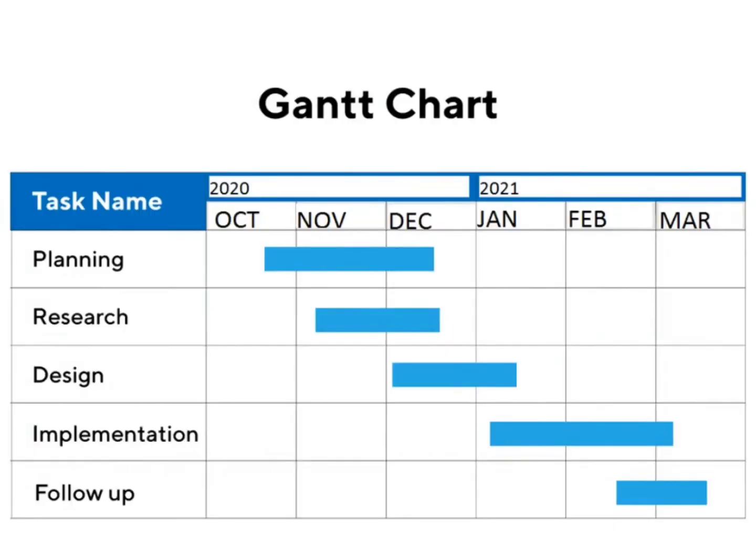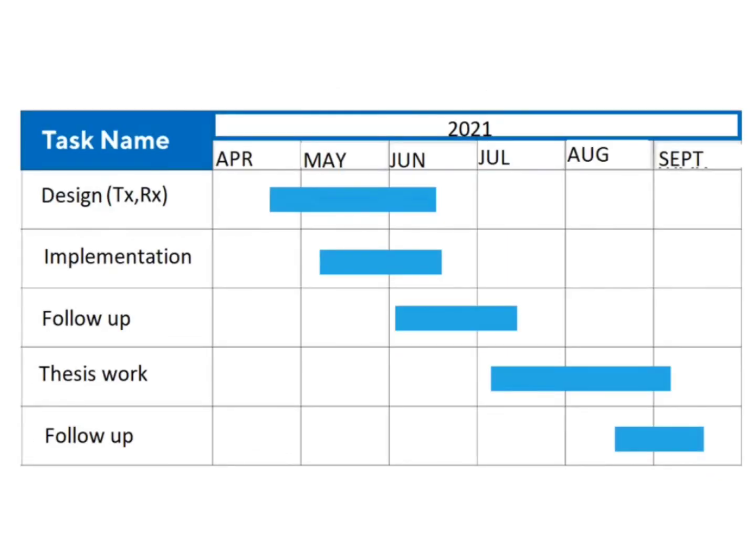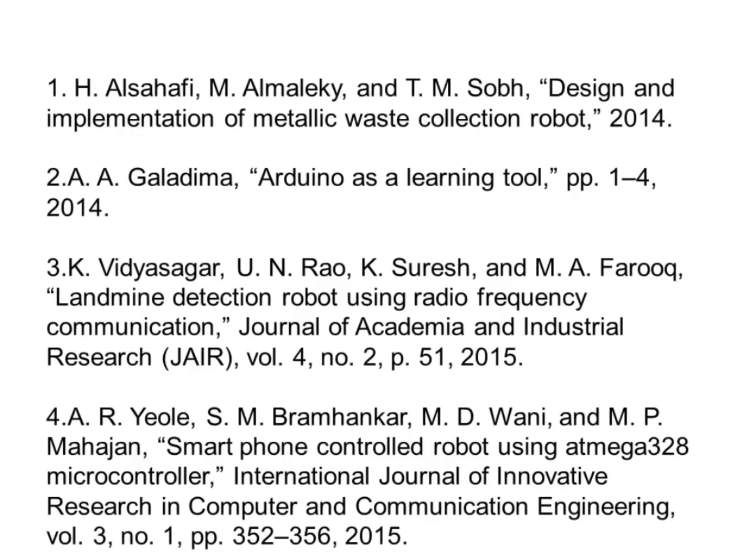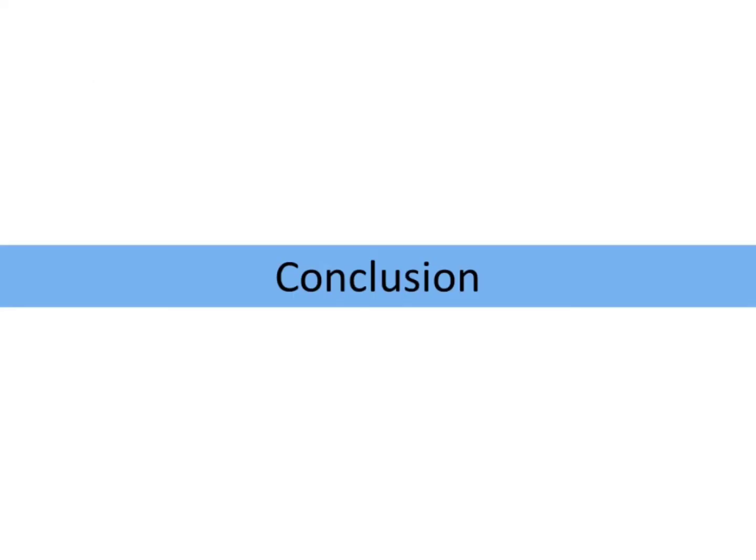And this one is the Gantt chart with task name, month and year, and we have completed our work successfully as we have aimed for. Next is our references, and these are some sources from where we took some ideas for our project.